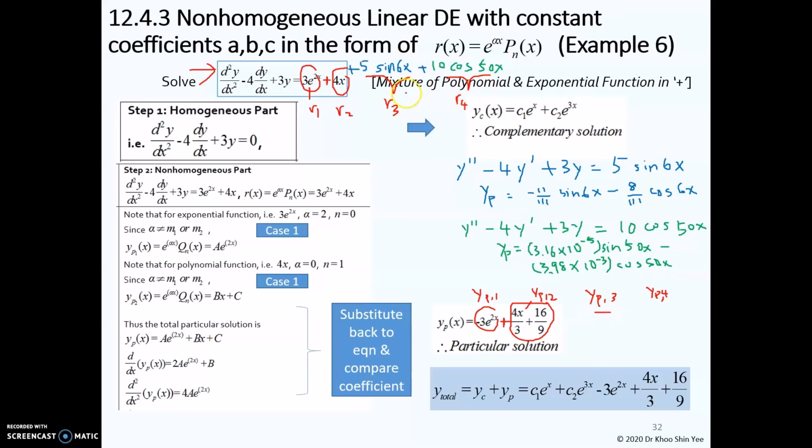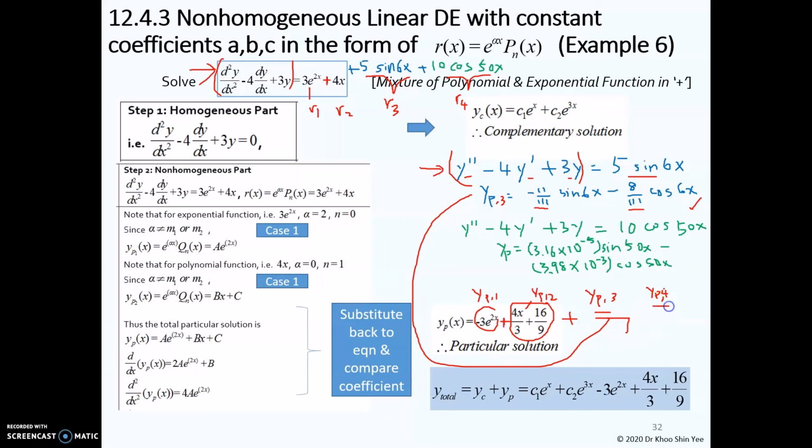To find the yp3 due to the R3 here, we can remove all the other right hand side functions to obtain this equation, where you have 5 sine 6x on your right hand side and the left hand side here remains. Based on the right hand side function, we can propose the yp3 solution to be a sine 6x plus b cos 6x. So you use the same approach: differentiate yp3 twice and substitute inside this formula, compare the coefficients, and you should be able to obtain these two coefficients. Then we successfully obtain the yp3 solution and you can include it inside the summation.